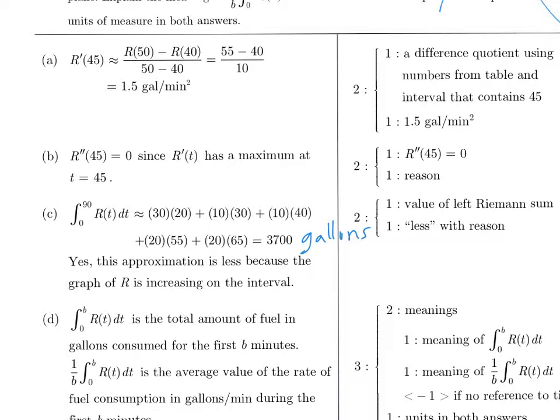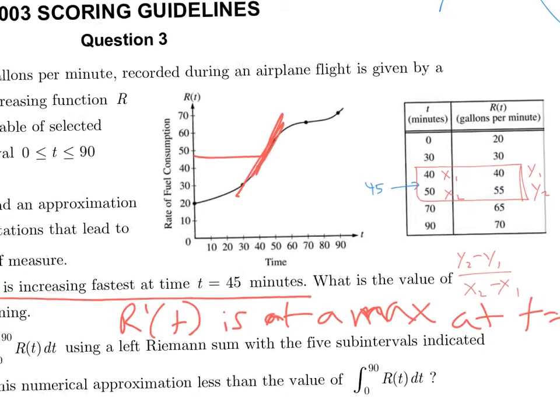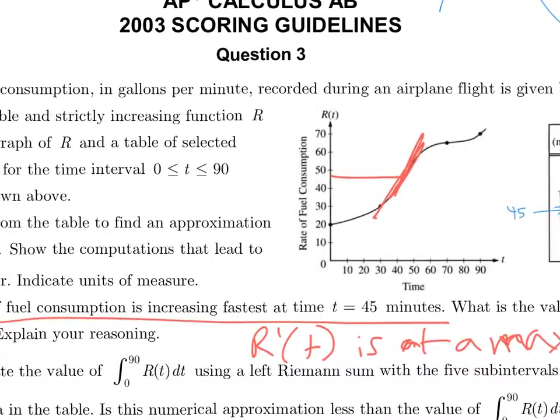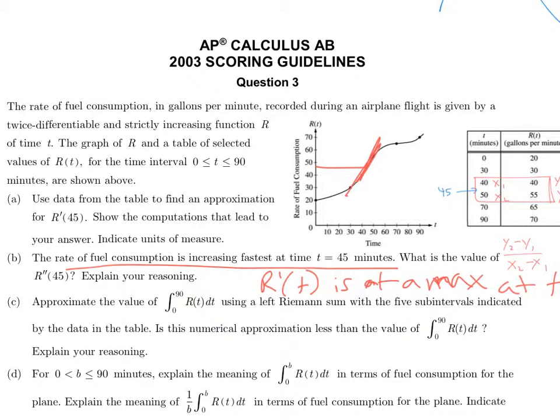Yes, this approximation is less because the graph of r is increasing on this interval. And this would be a great follow-up from your journal question number 1 that you guys were working on. If you think about what's happening with your function, I would just start drawing. So we know, based on the table here, that my r function is increasing. I'm looking to see if it says anything about continually increasing. Strictly increasing function. Okay, so we can't necessarily say just because all the numbers in my table are going up. But it does say right here for me that it's strictly increasing.